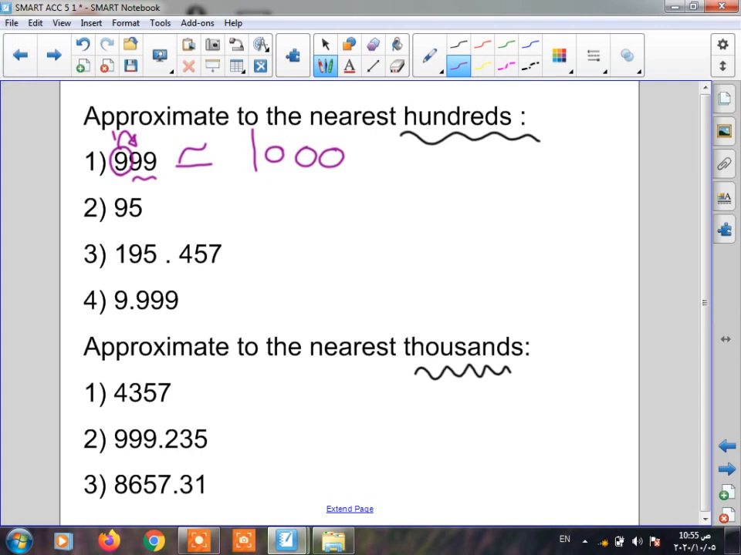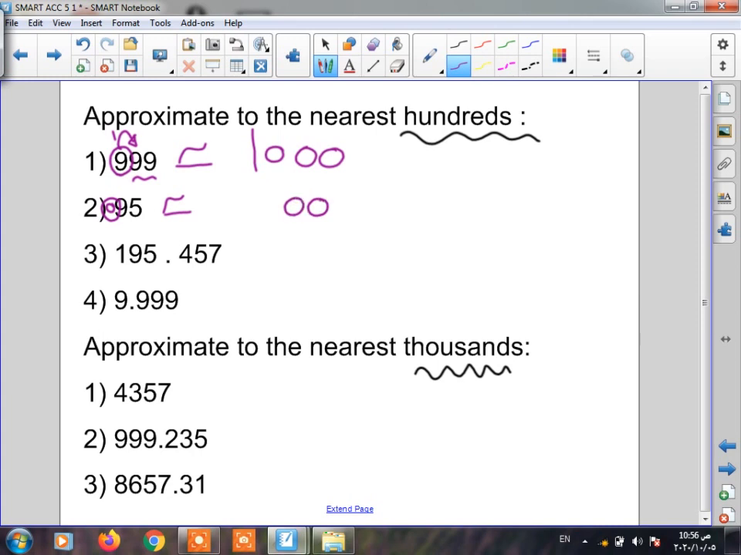Next example. 95 approximate to the nearest hundred. So I'll circle the hundreds digit. I'll start from the right. Units, tens. I have no hundreds, so I write 0 in the hundreds place and circle it. Again, how many digits before the circled digit? It's 2 digits. Change it into 20.